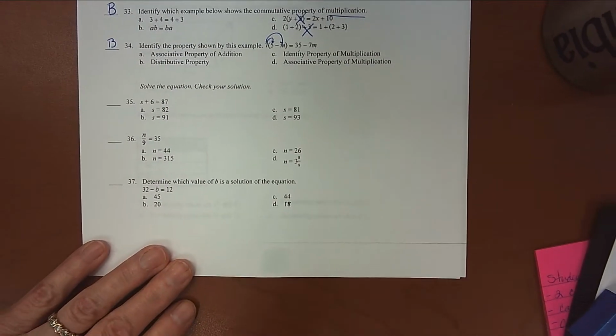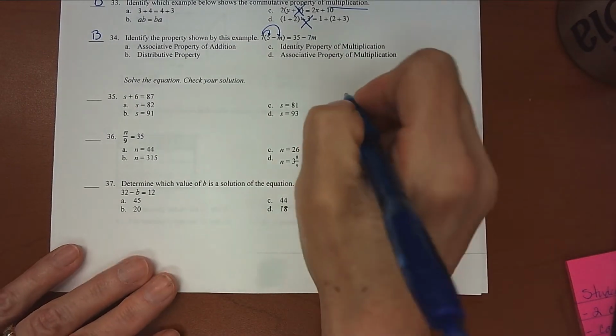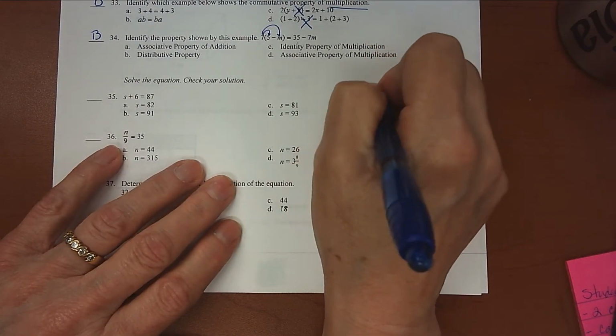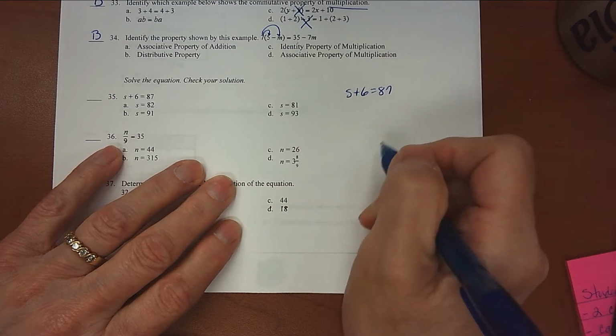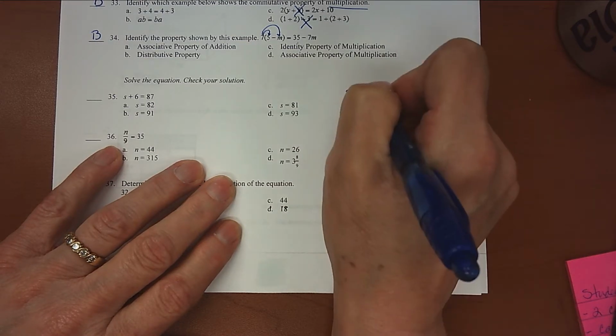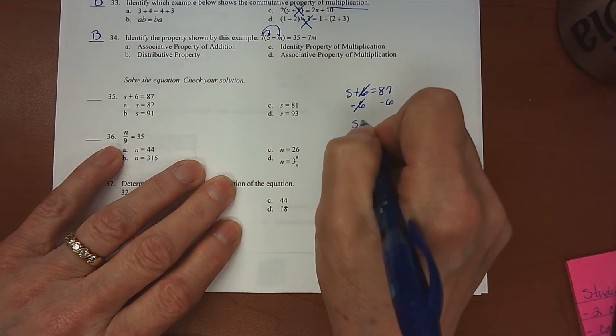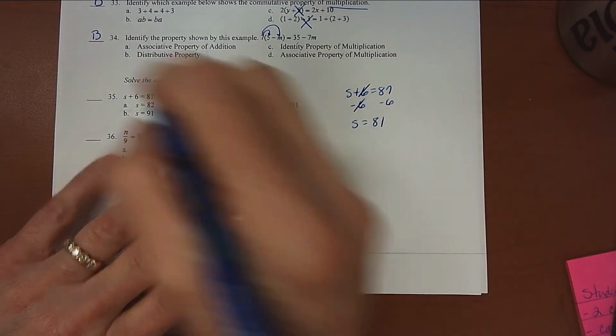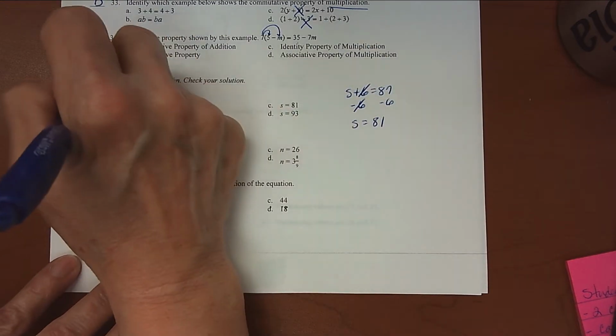Solving equations, one of my favorite things. So we've got s plus 6 equals 87. To solve this equation, I'm going to do opposite operations to both sides of the equal sign. This gets rid of this, and I've got s equals 81. And so s equals 81 is C there.